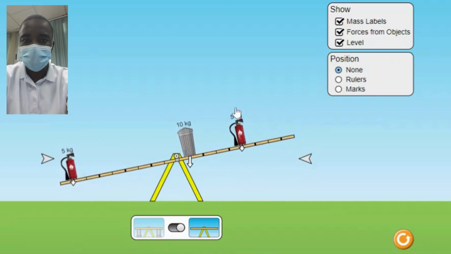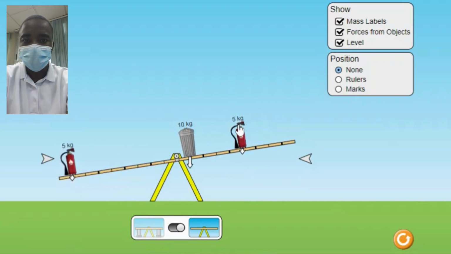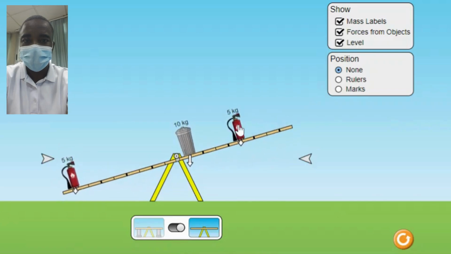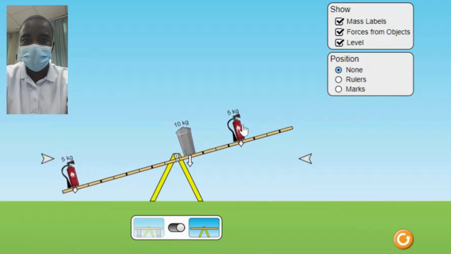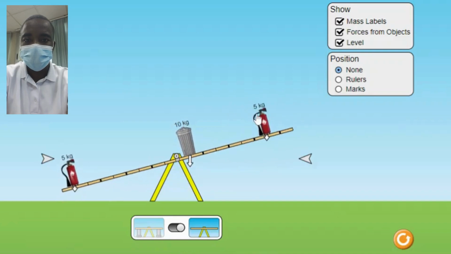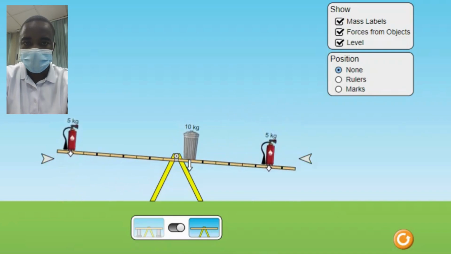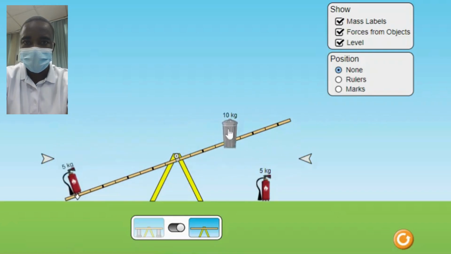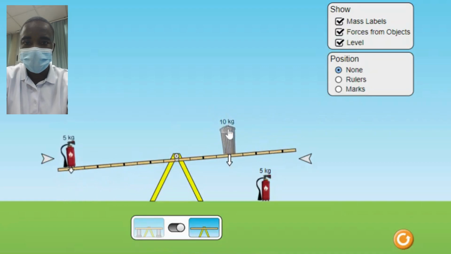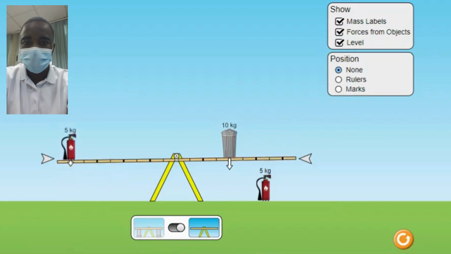The simulation provides an interactive platform where students can actively engage with the concept of balance. By placing various objects on the teeter-totter, students can observe how the system responds and learn about the conditions required for equilibrium. This hands-on approach helps students gain a deeper understanding of the principles governing balance.